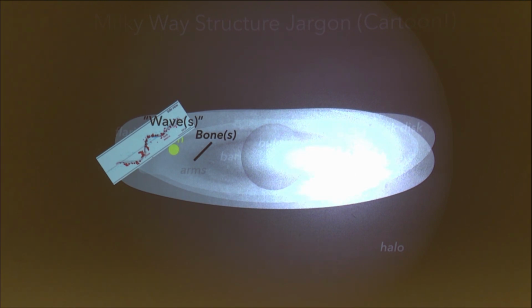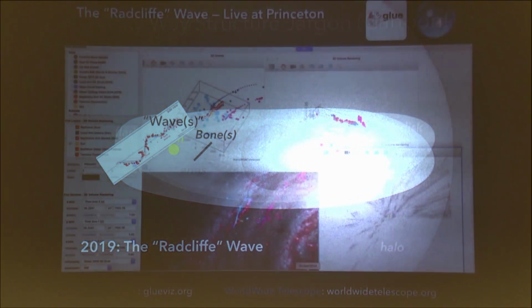The only way that you can reconcile those two things, if they're both sort of generic, is that the bone-like things are toward the inner galaxy, and the wave thing that I'm going to show you is toward the outer galaxy, where the disk is a little bit thicker, but we didn't know that much thicker. Okay. So the infamous Radcliffe Wave.